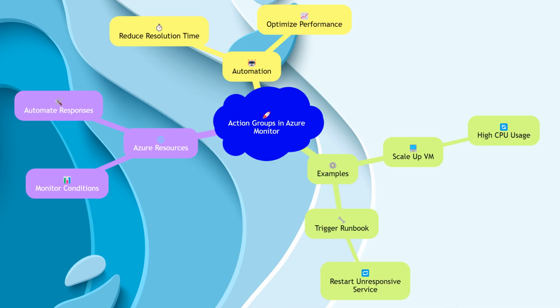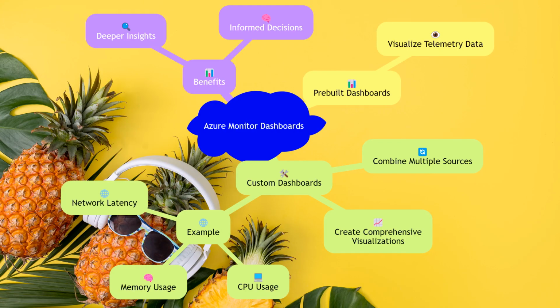Action groups in Azure Monitor allow you to automate responses to specific conditions. For example, you can create an action group that automatically scales up a VM when CPU usage is high, or triggers a runbook to restart a service when it becomes unresponsive. By automating responses, you can reduce the time it takes to resolve issues and ensure that your Azure resources are always performing optimally.